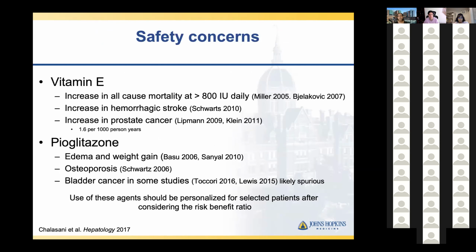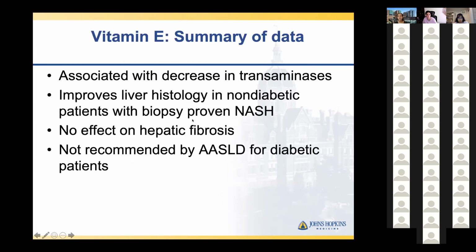There's also some safety concerns. So there was an increase in all-cause mortality at doses higher than 800 international units daily, increase in hemorrhagic stroke, and increase in prostate cancer seen. And so we caution patients about the risk versus benefits prior to starting. Pioglitazone, which looked promising in the studies in terms of decreasing inflammation, we rarely use in clinical practice because of the side effects of edema and weight gain, which can be detrimental to our patients with NASH.